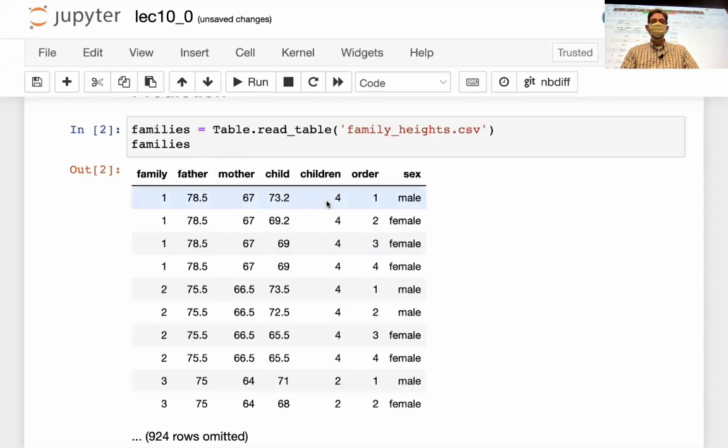And here's some other information. This is the number of children in the family where this data was collected. The order is the birth order of the child of interest, and sex is the sex of the child.